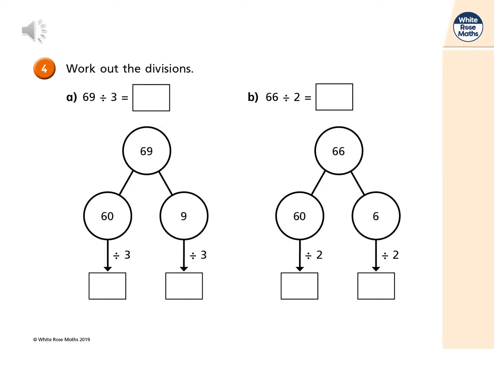Now we've done one together, I want you to have a go at these questions. So we've got A, 69 divided by 3, and B, 66 divided by 2.